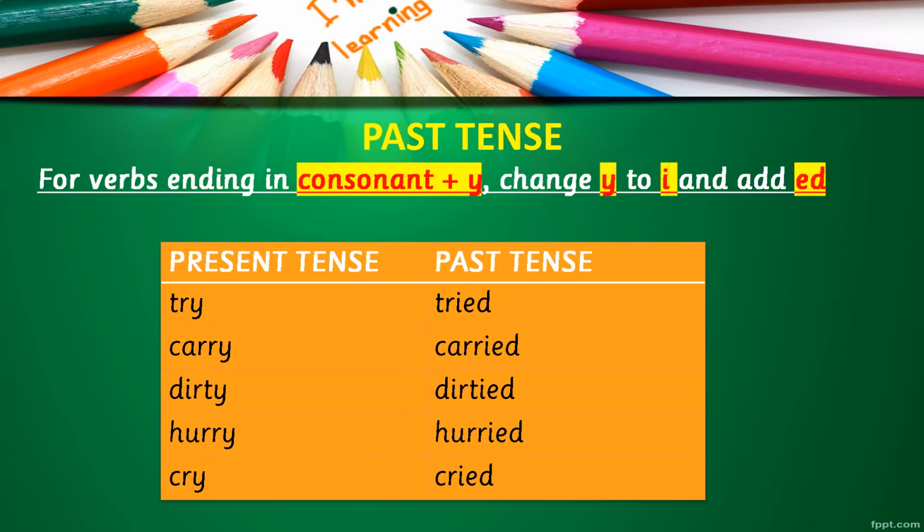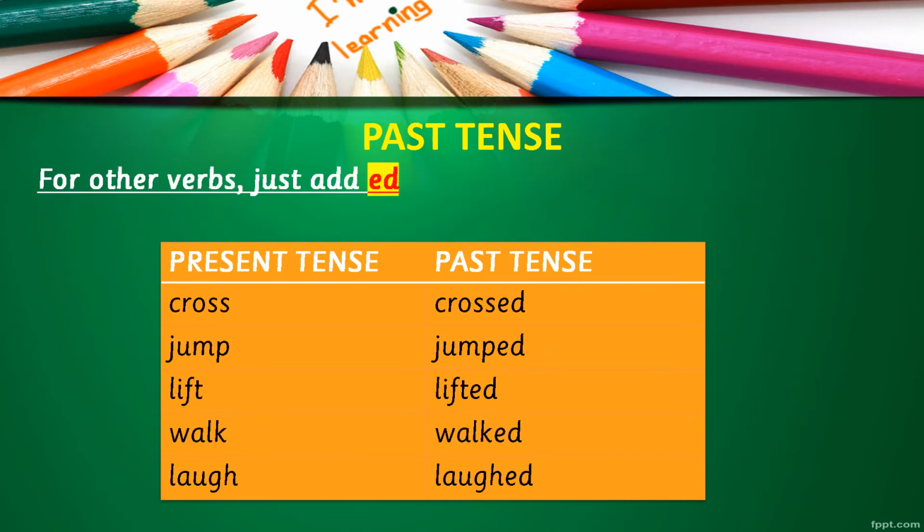Here we have replaced the letter Y with I and we have added ed to make it into past tense. Similarly, carry becomes carried, dirty becomes dirtied, hurry becomes hurried, and cry becomes cried. There are few verbs where you just add ed to the main verb to change it into past tense. Let us understand this with few examples.